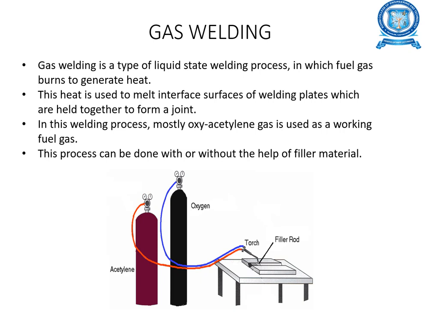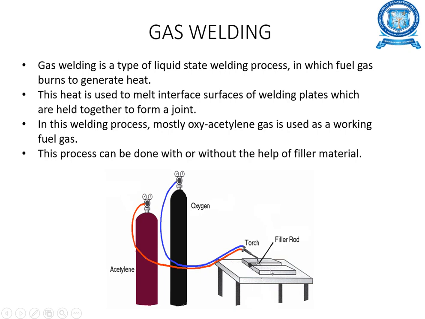So this is a gas welding setup. Here you have the gas welding. It is a type of liquid state welding process in which fuel gas burns to generate heat. So you require heat here to heat the edges of the metals and to melt the metal to a molten stage. Okay, this heat is used to melt the interface surface of the welding plates.